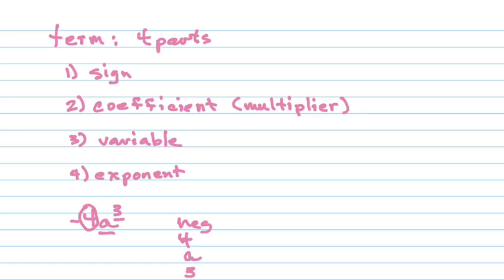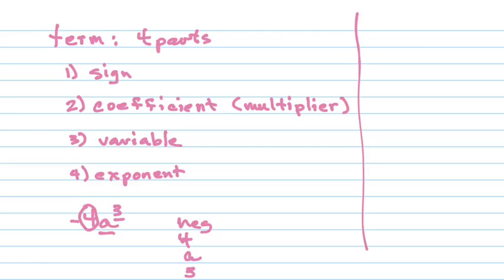So what if you don't see a sign? You assume it to be a what sign? Positive. What if you don't see a number in front of the a? What do you assume it to be? A 1. So they still have coefficients and signs even if you don't see them. What if you don't see an exponent? 1 also. Okay?